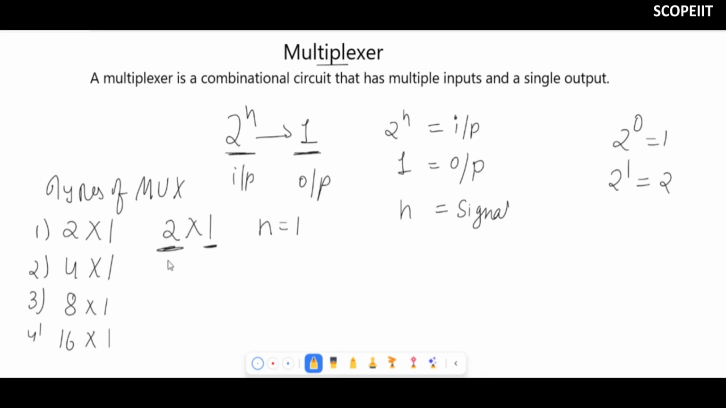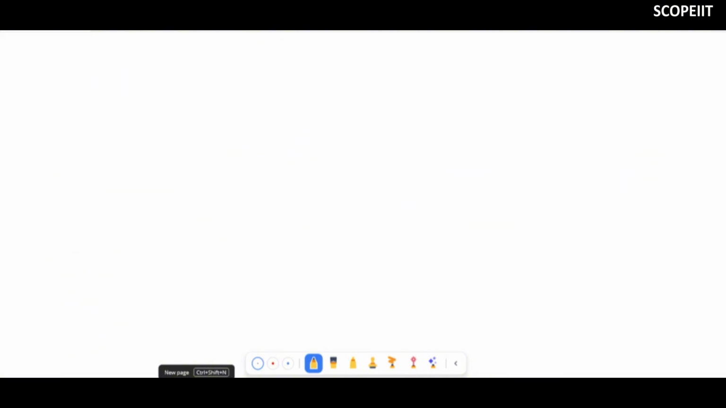Similarly for 4 cross 1, how do we get 4? 2^2, right? So in that case there will be 2 signals. If we talk about 8 cross 1, there will be 3 signals. Similarly, for 16 cross 1, there will be 4 signals. I hope it's clear. Now we will discuss the different types of multiplexer. First we will discuss the 2 cross 1 multiplexer.